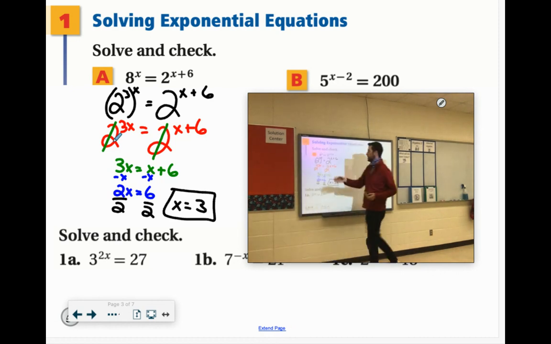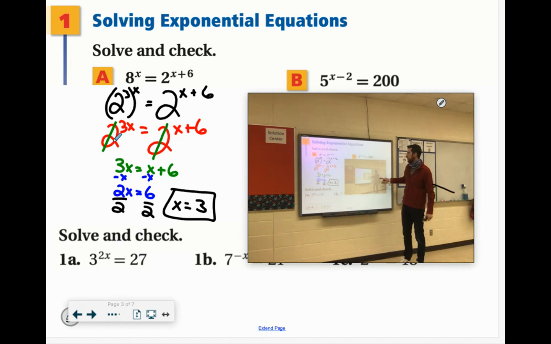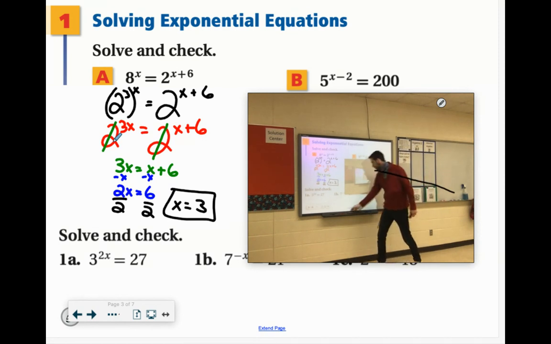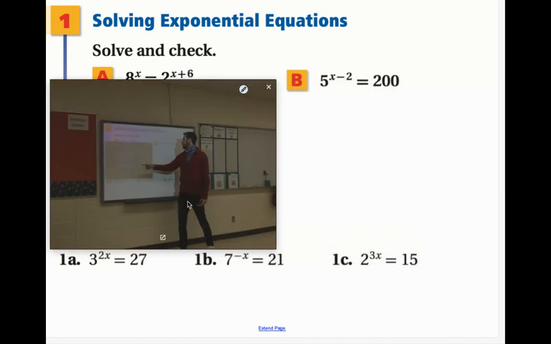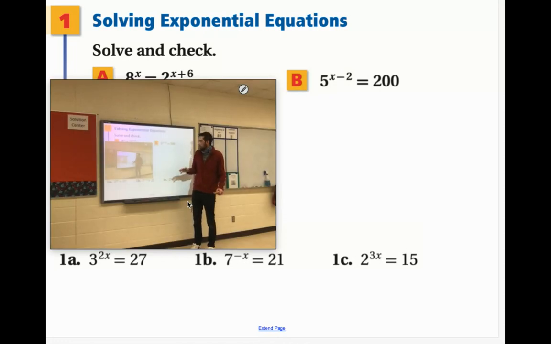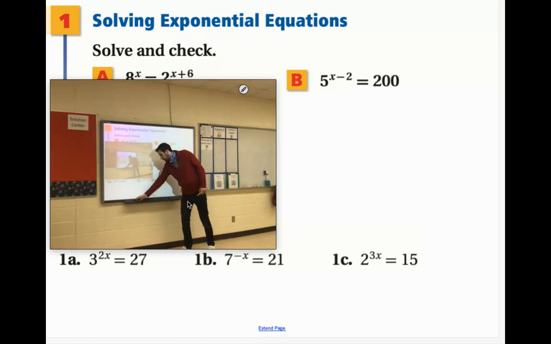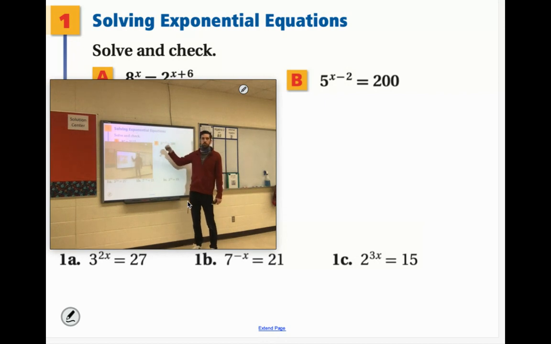So those are the fun ones to me. Those are kind of like a puzzle a little bit. And they're okay. Now the second one's a little trickier because 5 and 200 don't have a common base. So here's what we're going to do. We're going to take that exponent, the x minus 2, and we're going to kick it out in front because we're going to log both sides.